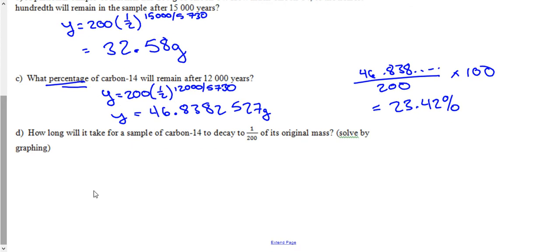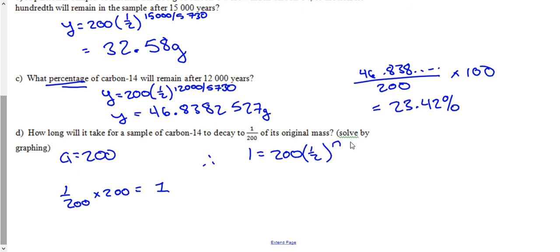In example D here, how long will it take for the sample of carbon-14 to decay to 1/200ths of its original mass? So if A, my initial amount, was 200, to get to 1/200ths of this, I'm going to go 1 over 200 multiplied by my initial amount of 200. So I want to find out when it gets to 1 overall. Therefore, our equation is going to say 1 equals 200 with our half-life 1/2, and we don't know how long that's going to take, over 5730.